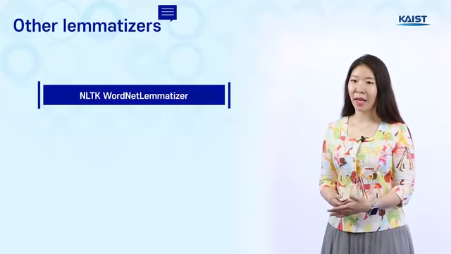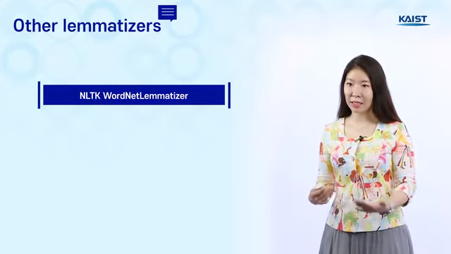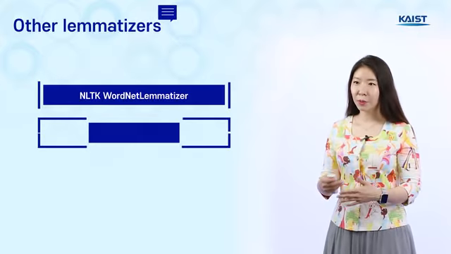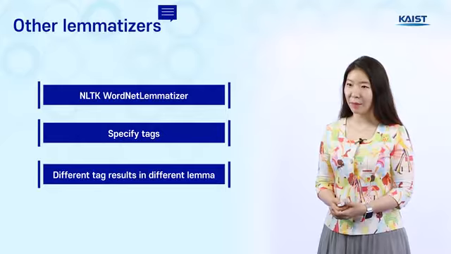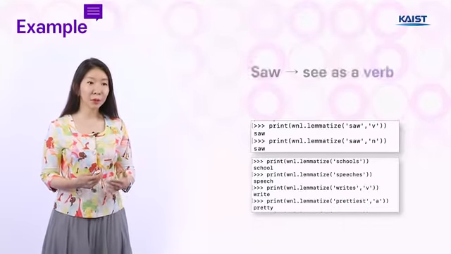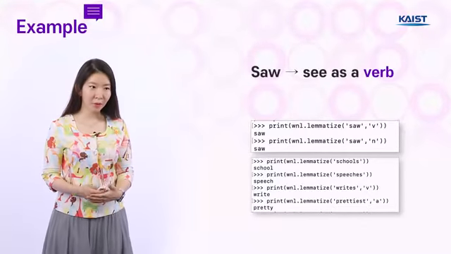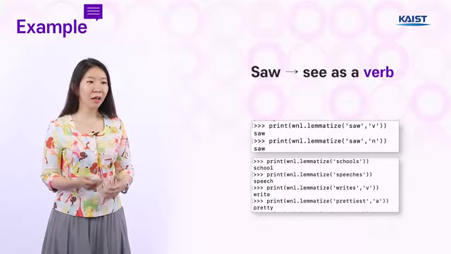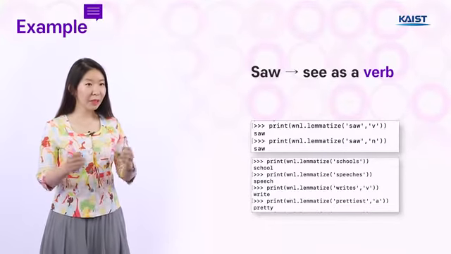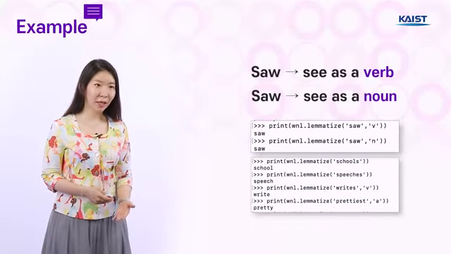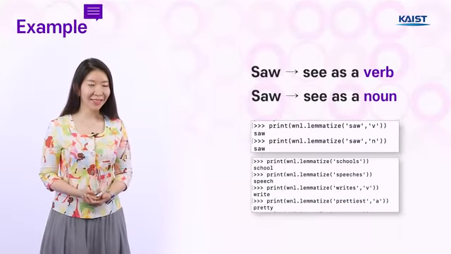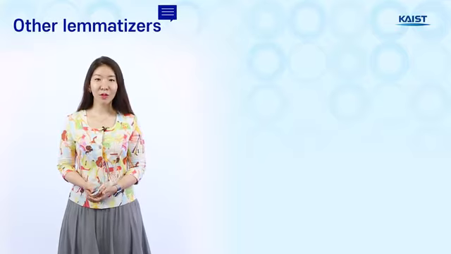NLTK WordNet Lemmatizer, you can use this tool, and this one is context specific, and different contexts result in different lemmas. Let me give you an example. So saw is see as a verb, and saw, even though it looks the same, in some sentences is used as a noun. Totally different meanings.